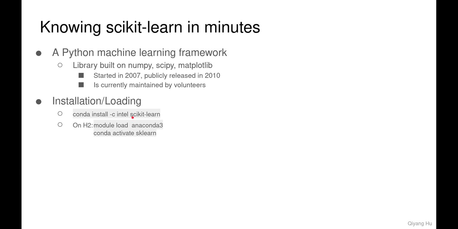But I would say that because Hoffman2 actually has multiple types of CPUs in the cluster, in this version that I installed a couple of months ago, we don't support any Intel-optimized accelerations. So we did not install scikit-learn using the -c intel version. So that's something to keep in mind.